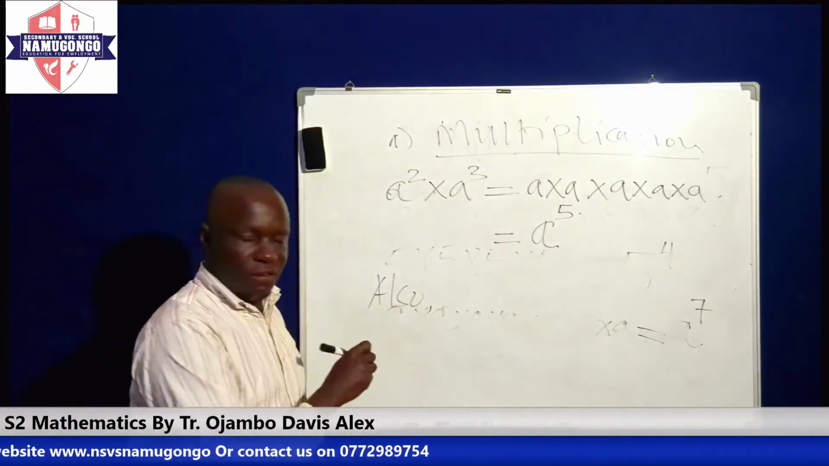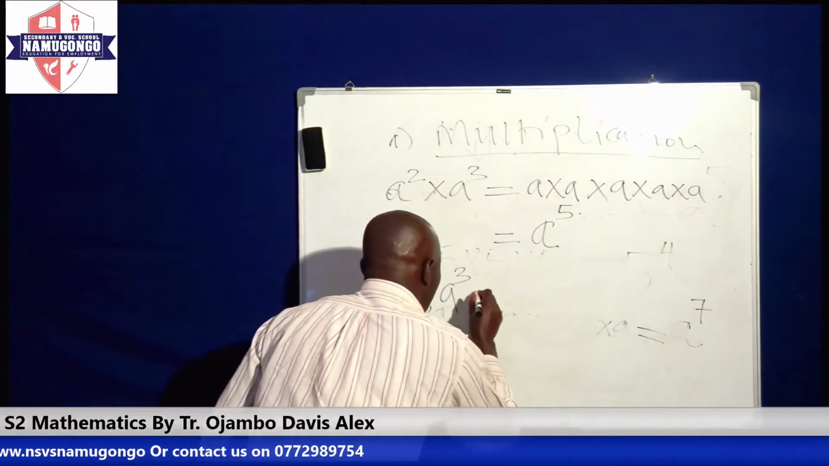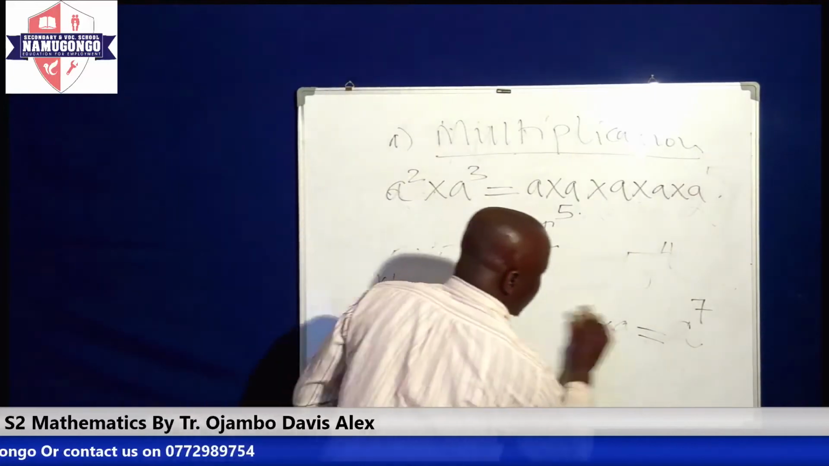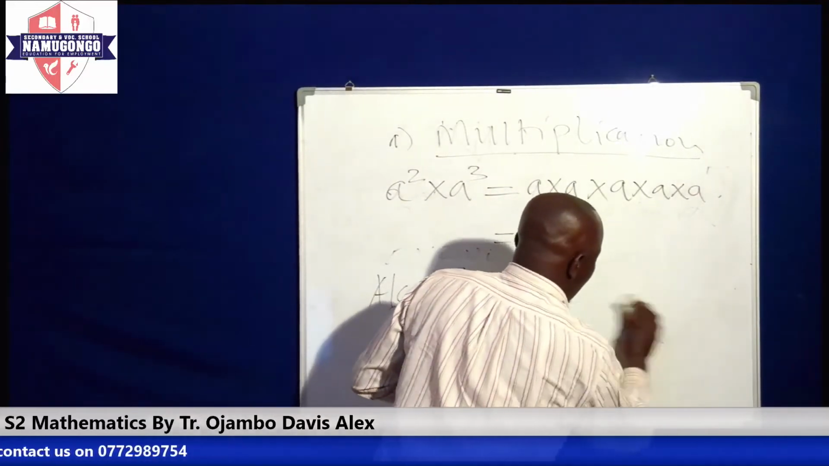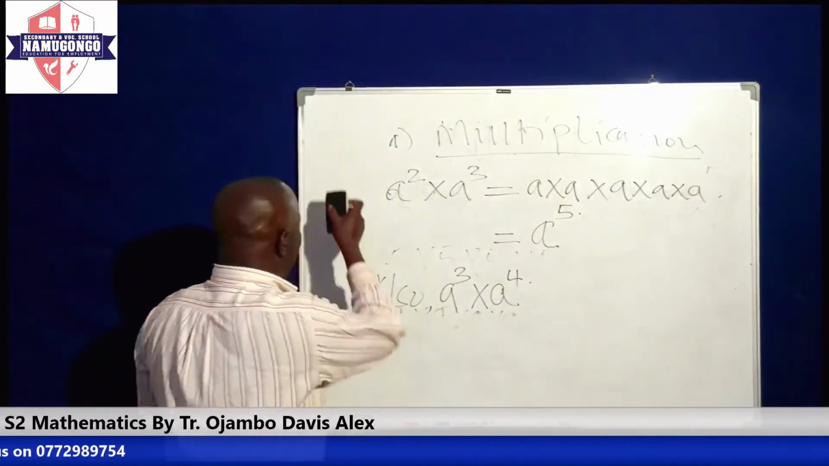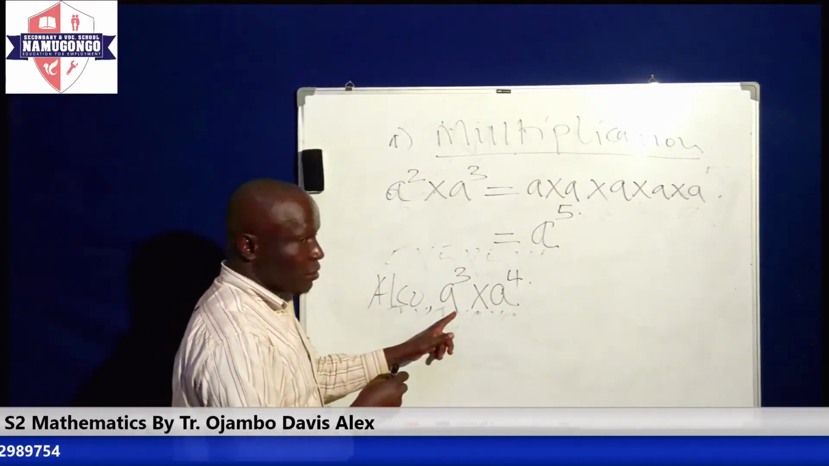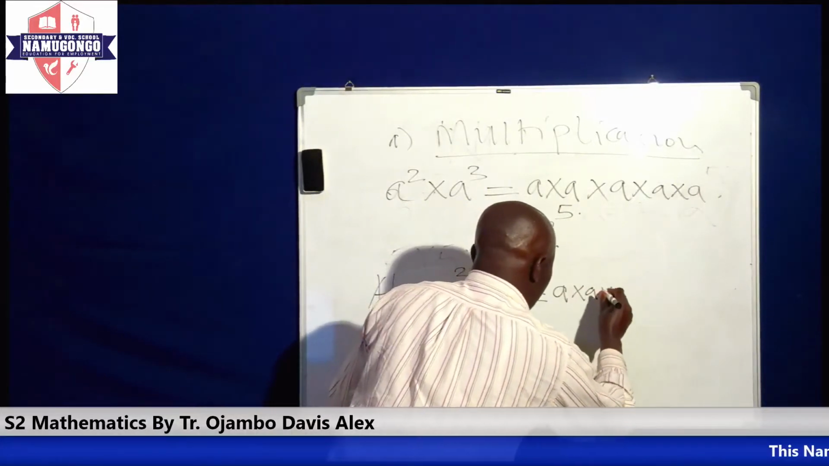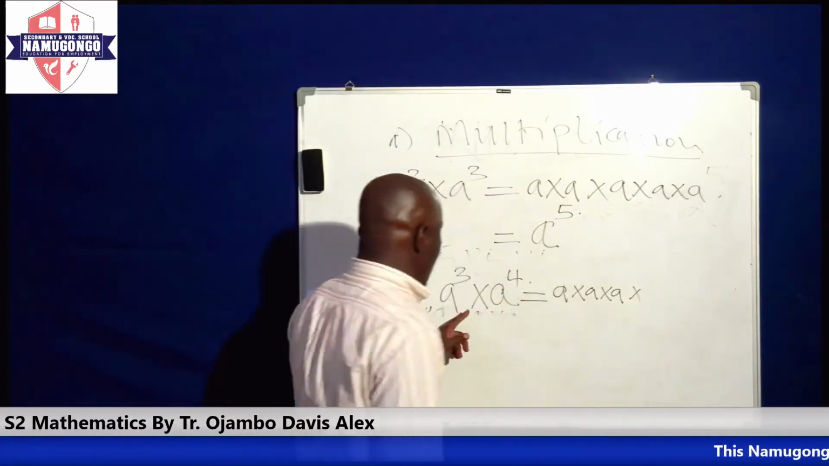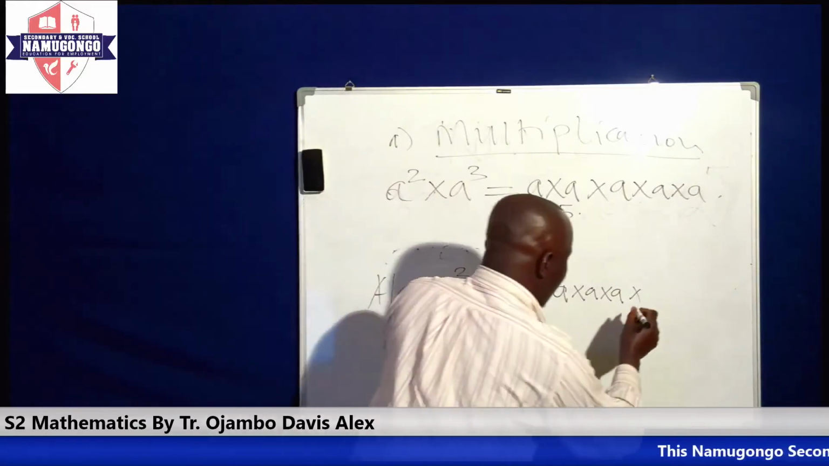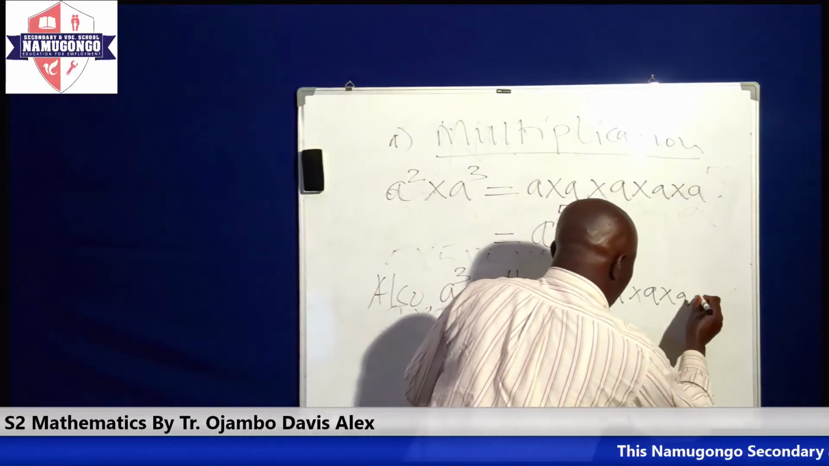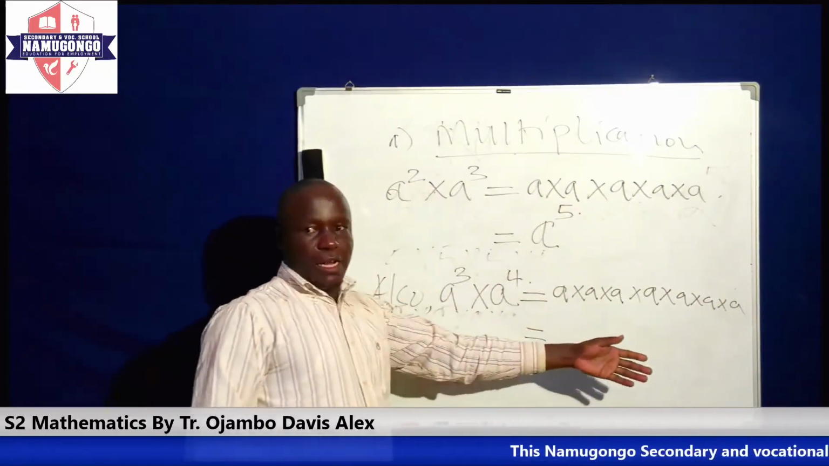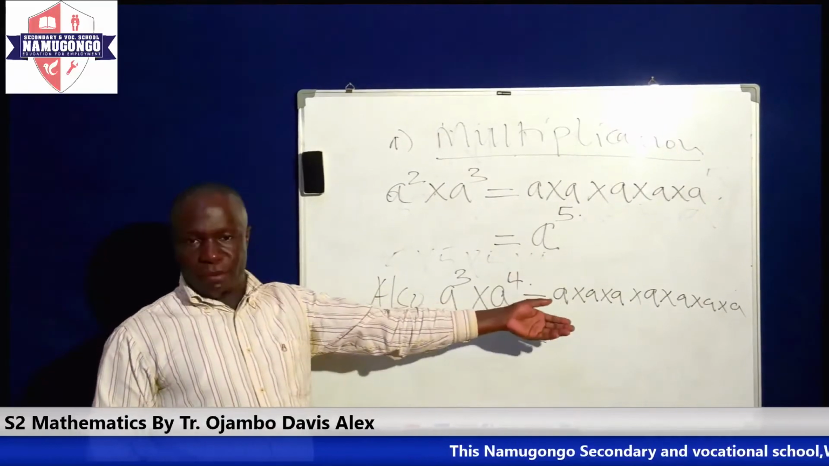Also, we can have a raised to the power of 3 times a raised to the power of 4. So when we expand it, a raised to the power of 3 can be written as a times a times a, multiplied by a raised to the power of 4, which can be written as a times a times a times a.